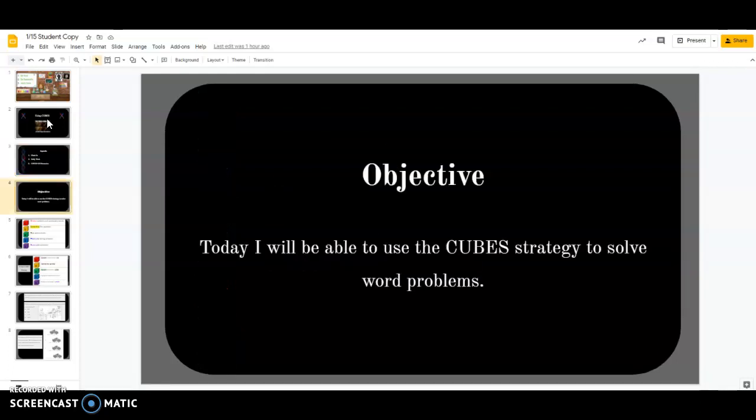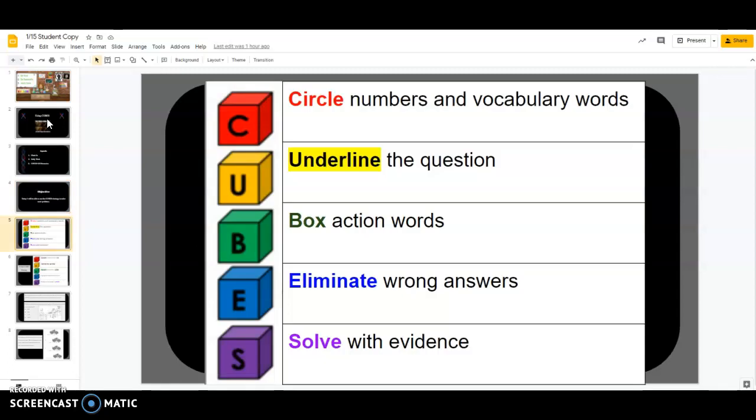The objective for today is to be able to use the CUBES strategy to solve word problems. The CUBES strategy is a way to approach long word problems to help you figure out the best way to solve the problem. It stands for circling numbers, underlining the question, box action words, eliminate wrong answers, and solve with evidence. This is designed to be done with pencil and paper, but since we are online, I have created a new virtual version that we will use.